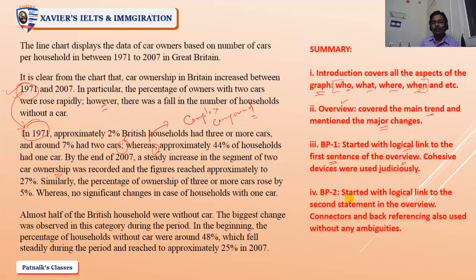And then body paragraph 2 started with a logical link to the second statement in the overview, right? This one, fall in the numbers. So this one, what I did, I tried to link it in my second paragraph, right? In body paragraph 2, connectors and back referencing are also used without any ambiguities. See here, the word this, it's a back reference, right? This is talking about which one? This is talking about ownership without cars, right? The biggest change was observed in this category. In which category? Ownership without car category, right? This is what we call back referencing.